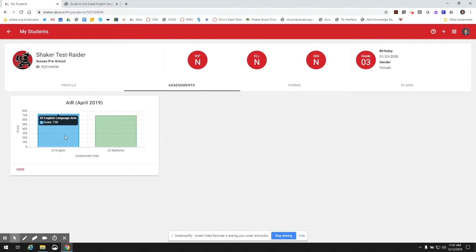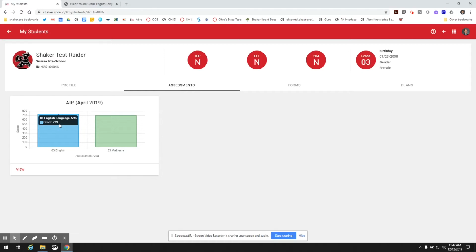When I hover over the bar, it tells me the specific score that my student earned on the grade 3 English Language Arts assessment. In this case, it's a score of 739. As a point of reference, all Ohio State tests have a scaled score of 700 equaling proficient, and all Ohio State tests have a scaled score of 725 equaling accelerated. All of the other scores are different based on the individual assessment and date the assessment was given.